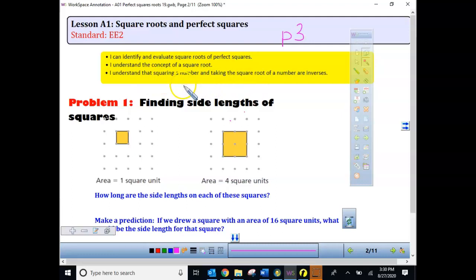So squaring a number, meaning taking 4 and squaring it, and taking the square root of a number, meaning the square root of 4, are going to be inverses. So if I look at 4 squared, that is going to be 16, 4 times 4. And I'm going to change this right now. Instead of taking the square root of 4, I'm going to say the square root of 16. And the square root of 16, what number times itself gives us 16? It is 4. So inverses, kind of like addition and subtraction, multiplication and division.